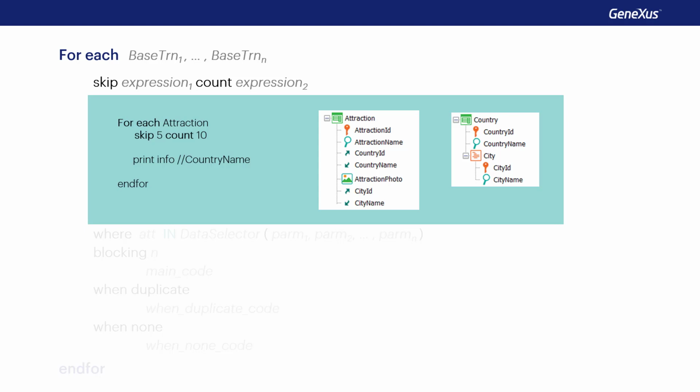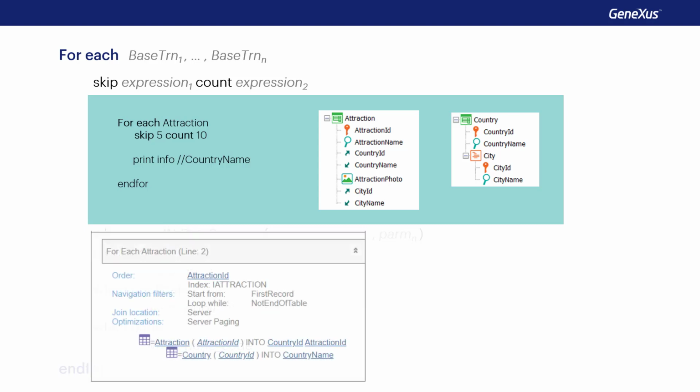Paging consists basically of dividing the information resulting from a query into smaller blocks. Among other things, this reduces the amount of data sent from the database server to the program. In the navigation list, an optimization will be shown, where we can see that this paging will be done on the server. That is, the DBMS itself will do it, and we don't need to worry about it.